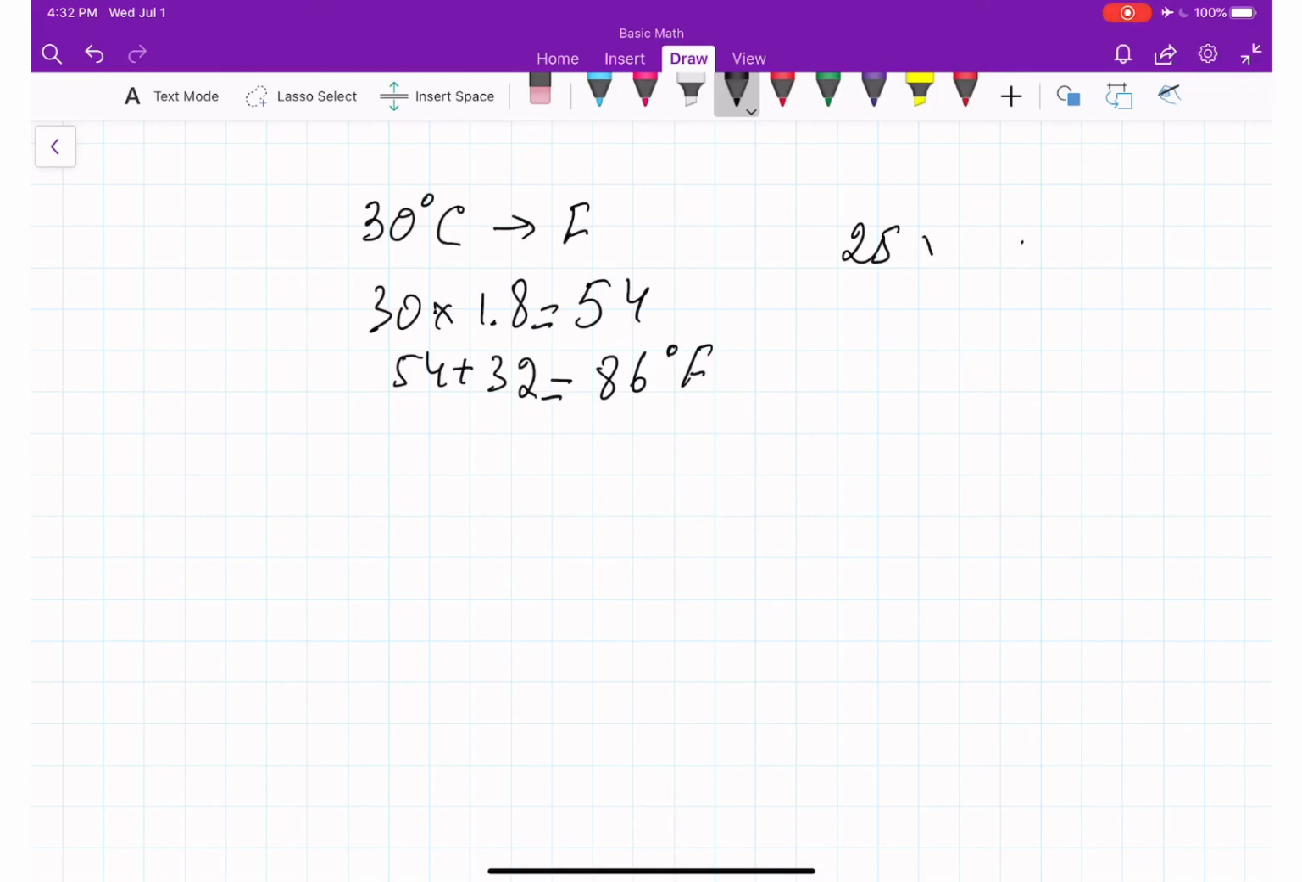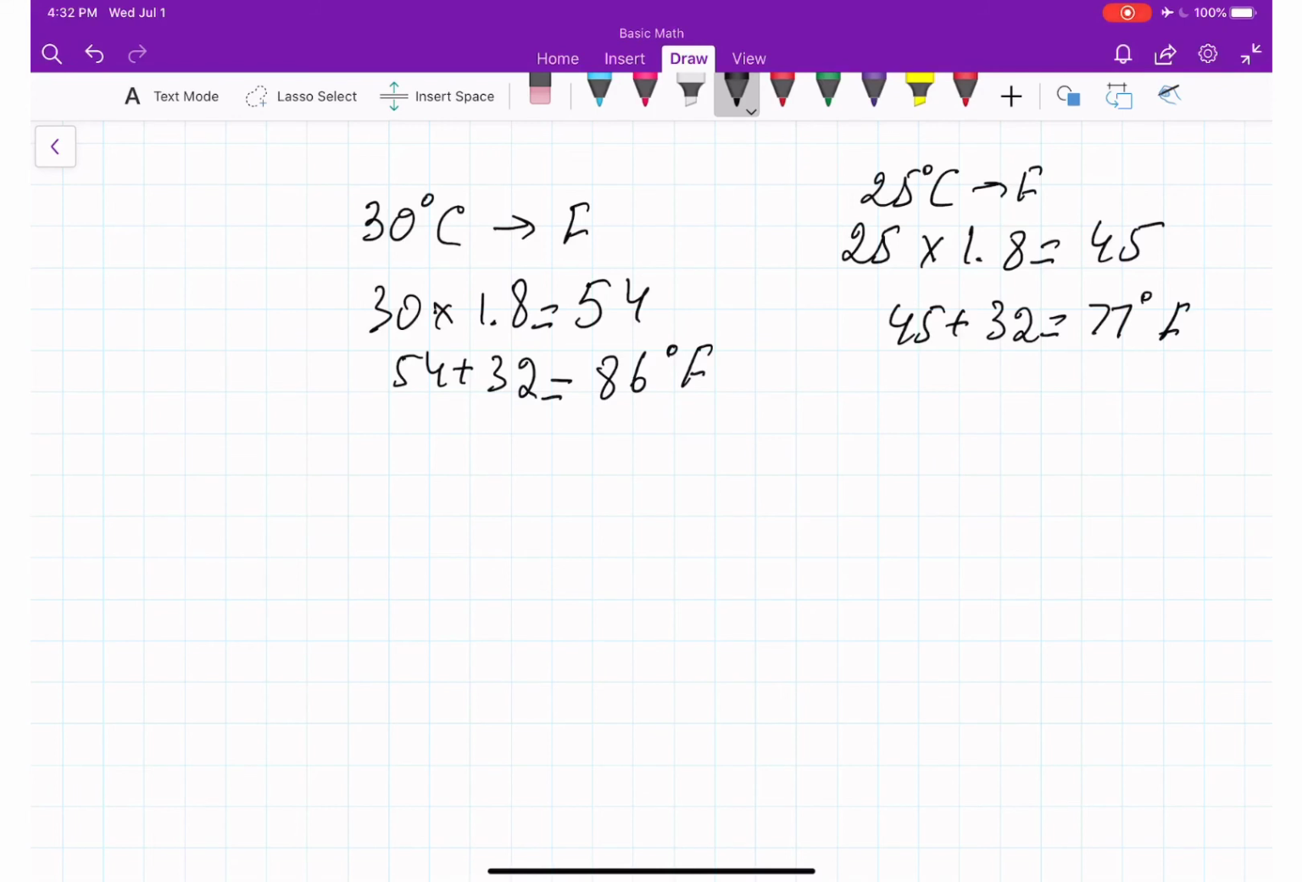25 degrees Celsius times 1.8, it's going to be equal 45. And then 45 plus 32, it's going to be 77 degrees of Fahrenheit. And same way you go backwards.